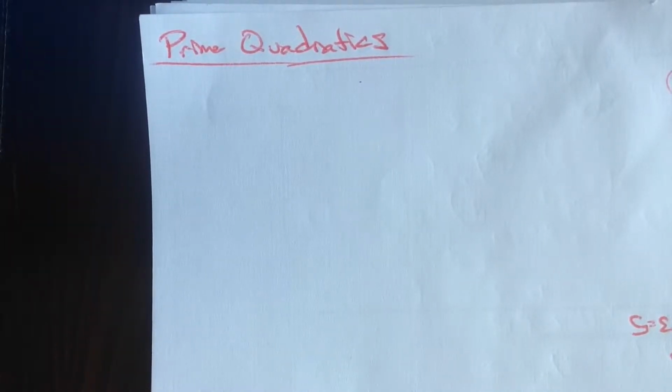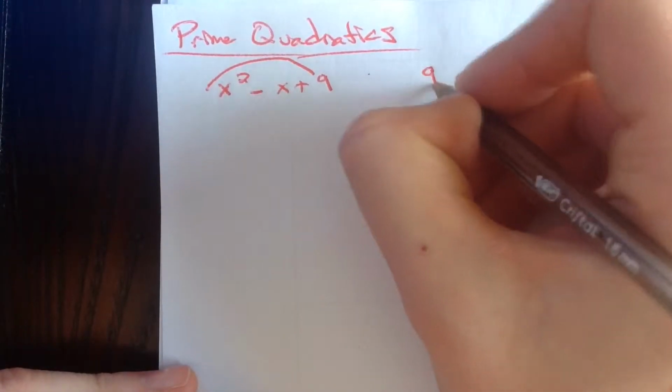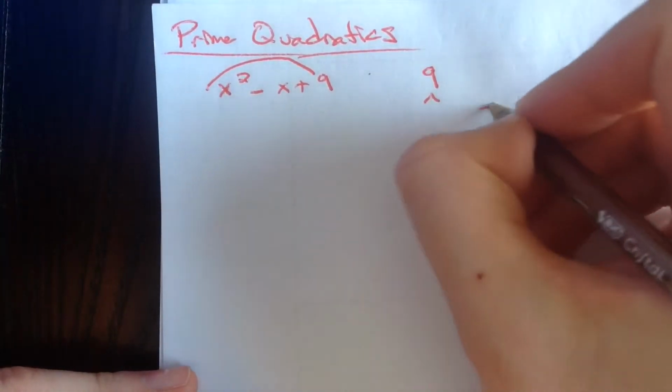If something can't be factored, it's what's called a prime quadratic. So giving you two examples, if we have x squared minus x plus 9, well, using our AC method, we would say 1 times 9 is 9, and we want factors of 9 that equal negative 1.